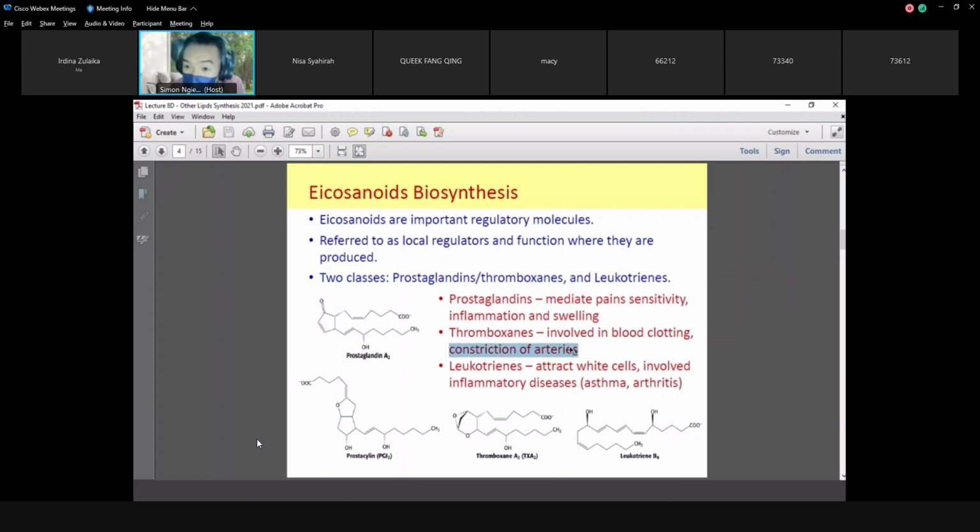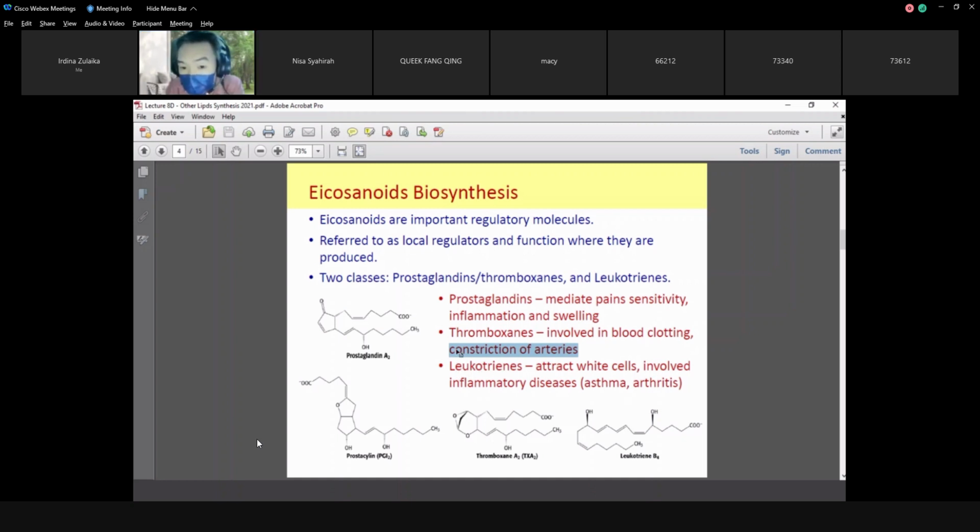And thromboxane is involved in blood clotting and constriction of arteries. Because it is bleeding, you want the blood vessels to constrict so that they become tighter and smaller in diameter, which in a way helps to reduce blood loss.